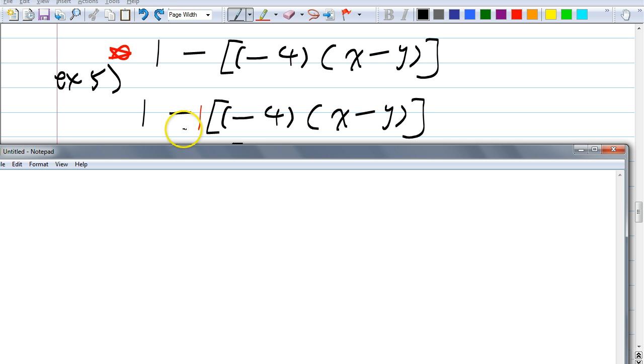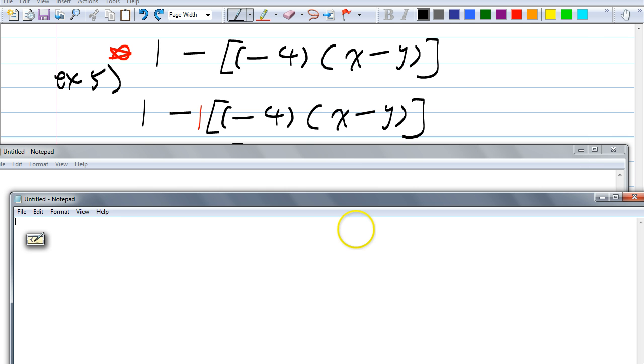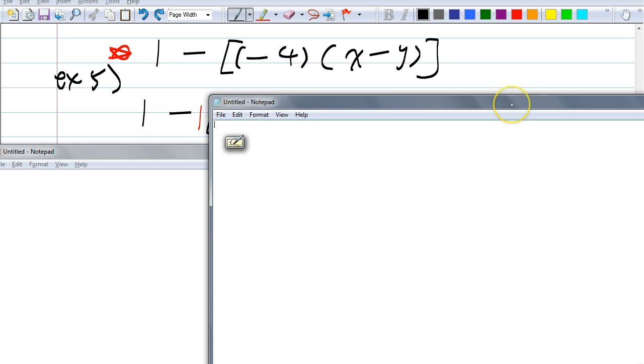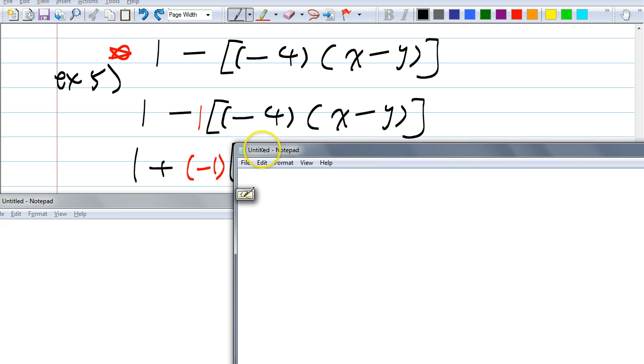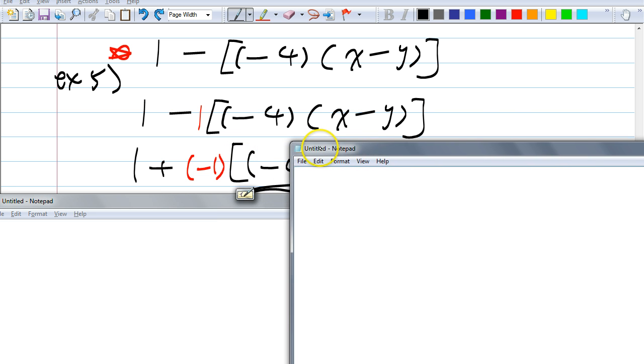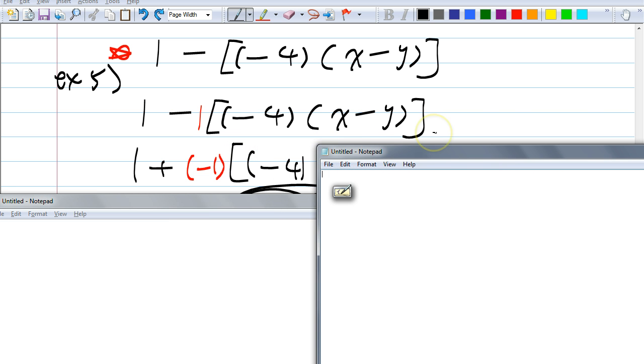Because of that invisible 1, it'll be? Exactly. 1 plus -1 times. You could kind of imagine it this way, right? If you have 1 minus 1, what is that as an addition? 1 plus -1, isn't that right? Would you not agree? Yeah, it's the same way. So it'll be 1 plus -1, right? Times -4 times x plus y becomes x plus?